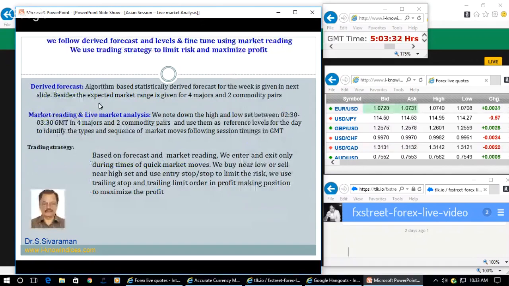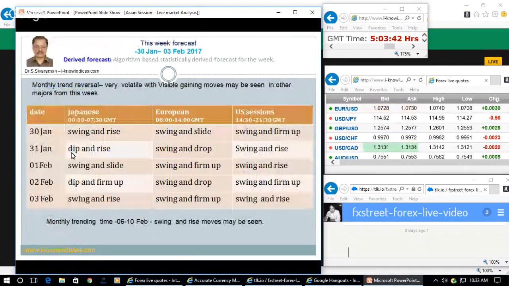So we will see the 3 basic components, namely the derived forecast, the market reading, and the live market analysis, then the trading strategy during this webinar. First of all, the forecast. It is a monthly trend reversal time, so very volatile moves are going to be visible in the market. The expected market moves for all the 5 days of this particular week are given here.